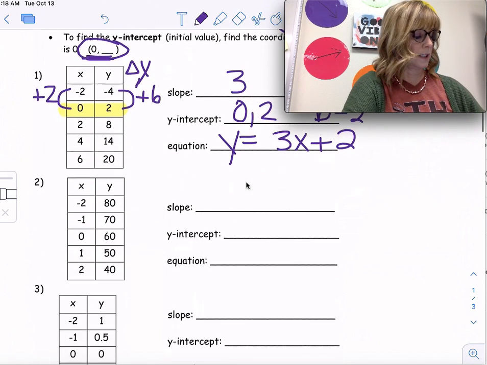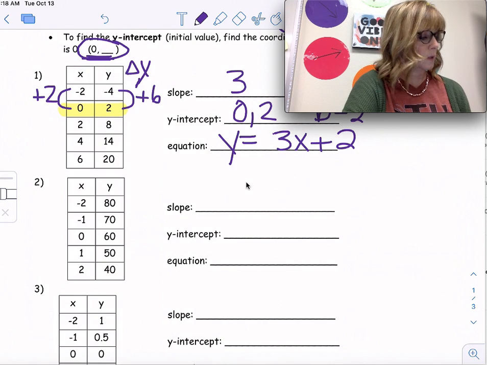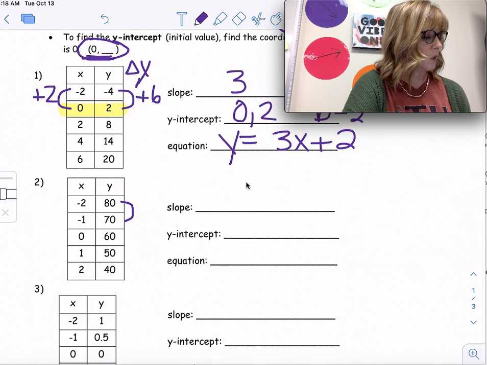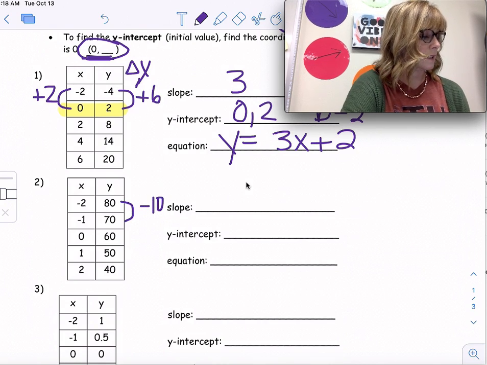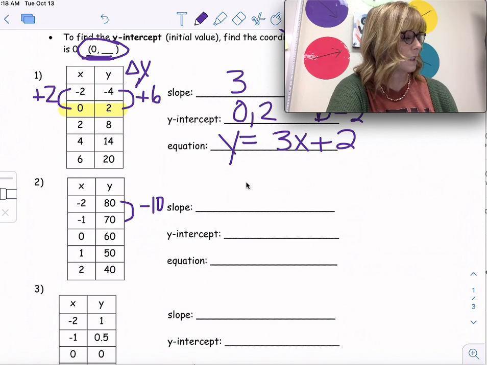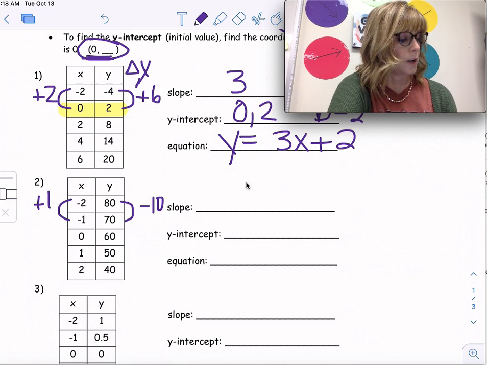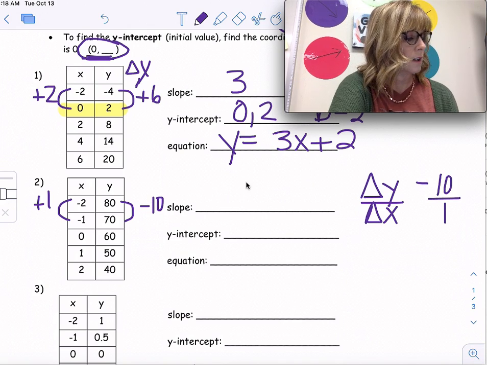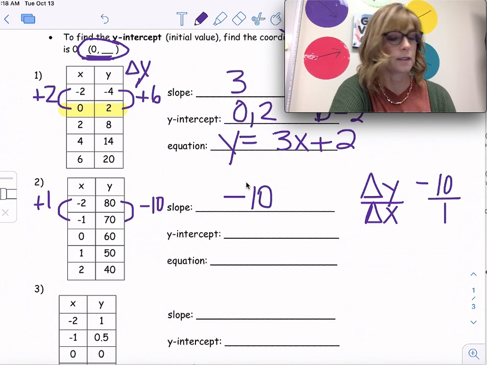Okay. Let's look at the next example. So we're going to find the slope first. So we're looking at the change in y. This looks like it's decreasing by 10. 80 minus 10 is 70. And the x value is plus 1. So I know the slope, which is the change in y over the change in x, would be negative 10 over 1, which just is negative 10.